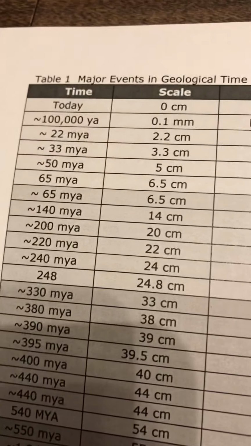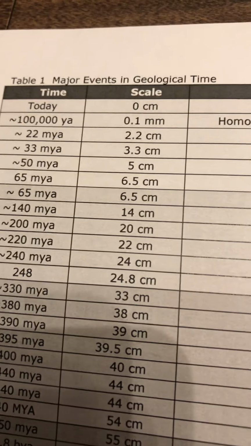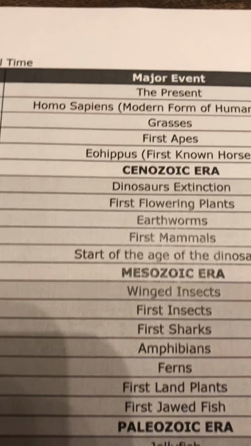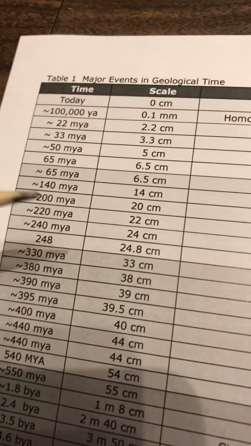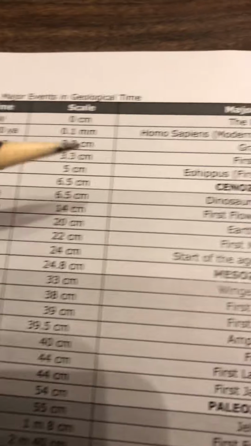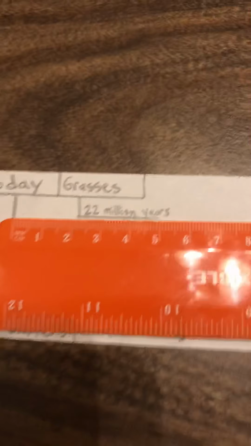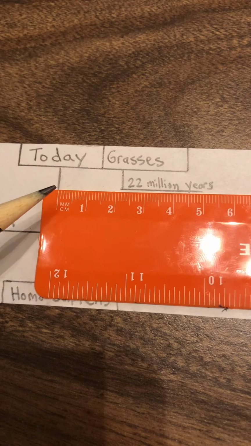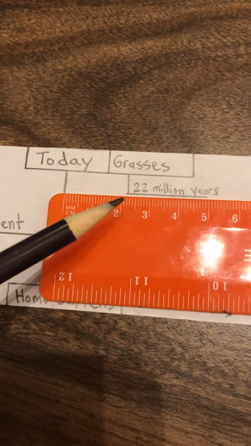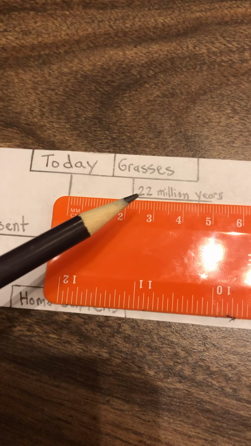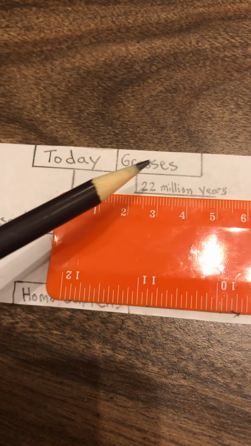Okay, so we're at 2.2. Here you can see that it says 22 million years ago. That's 2.2, and we have the appearance of grasses. So I'll show that again. 22 million years ago, 2.2 centimeters, the appearance of grass. If we measure from today, 2.2, that would be 22 million years ago, and we put in here the appearance of grass.